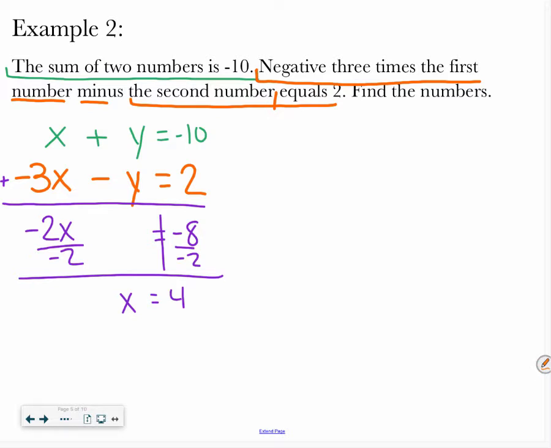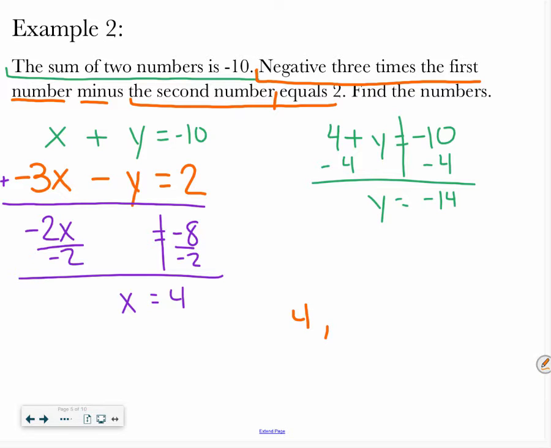Now I have to solve for the other number. So I can say 4 plus, or actually, let's use 4 plus y equals negative 10. And if I solve that and subtract 4 from both sides, I have y equals negative 14. So my two answers are 4 and negative 14.